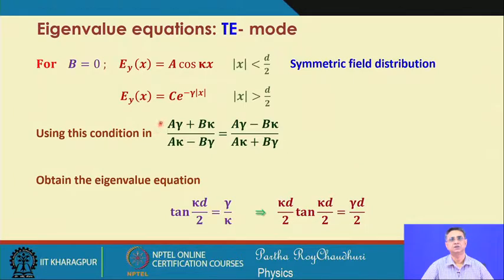So, using this condition in this equation, we get the eigenvalue equation as this: tan kappa d by 2, because in that case you have to multiply d by 2 in the numerator and denominator. If you bring it to the left hand side, you get kappa d by 2 tan kappa d by 2 equal to gamma d by 2. So, this is the eigenvalue equation corresponding to the symmetric field distribution, which corresponds to the condition that B equal to 0.